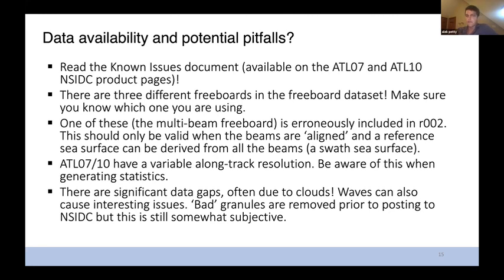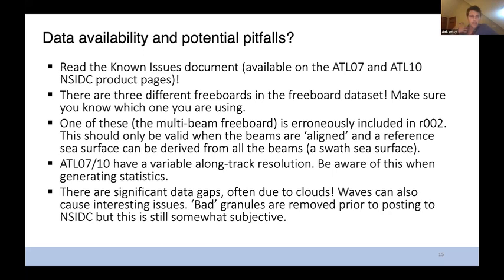Another issue we wanted to flag is that there are actually three different freeboard variables in the freeboard data set, which is pretty confusing. There are different ways that we can derive a sea surface. One of those is using all of the beams together, which is called the swath freeboard product. The beams aren't fully aligned right now, though. I think that's already been mentioned in some of the intro talks. So we don't trust that data product right now. It's been removed from the release 3 data, but I think it might still be in the release 2 data sets. So that's something, again, to consider. And maybe I can expand on that more in the chat.